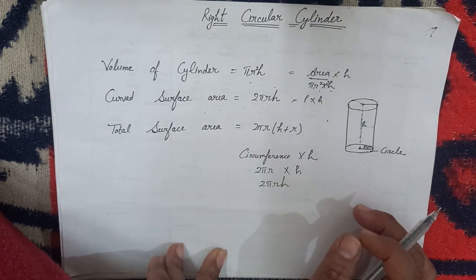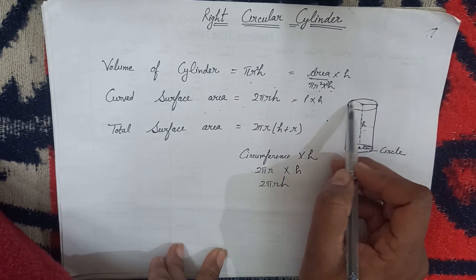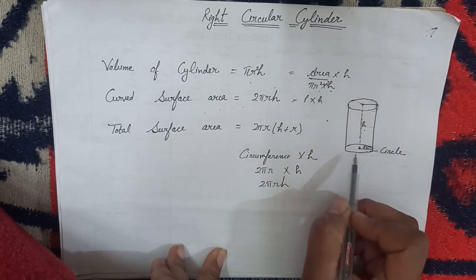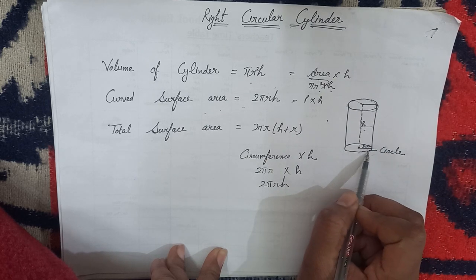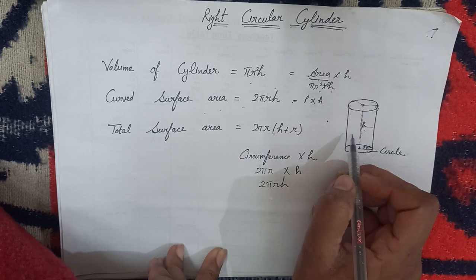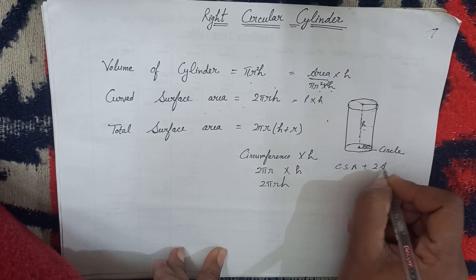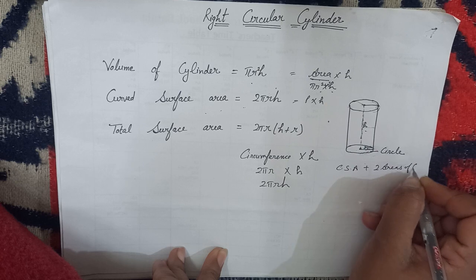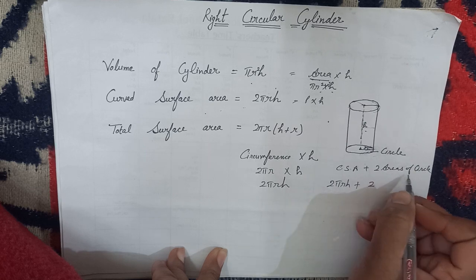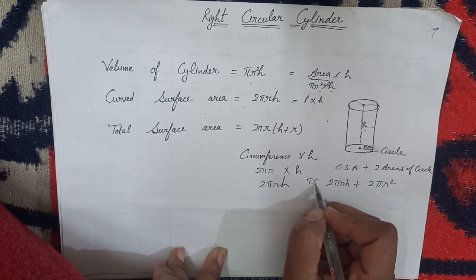Now let's talk about the total surface area. This is the curved surface area. Now for the upside and the downside, to cover it fully I need a circle there and a circle there also. So that means what I need in actual is the curved surface area plus two areas of circle. Okay ji. Curved surface area is 2 pi r h, and 2 times the area of circle, that is pi r square. Now this is the total surface area.